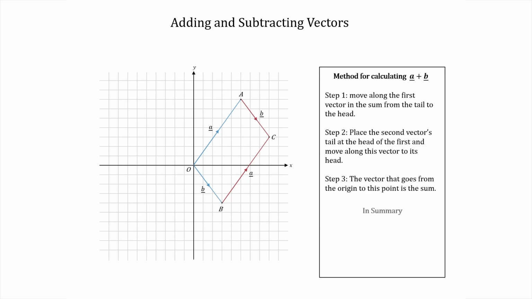Let's sum up. So we said that if we form this parallelogram from 2 vectors, A and B, we can find this vector, OC, which is equal to A plus B, this vector, BA, which is A minus B, and we also noted that A plus B equals B plus A.